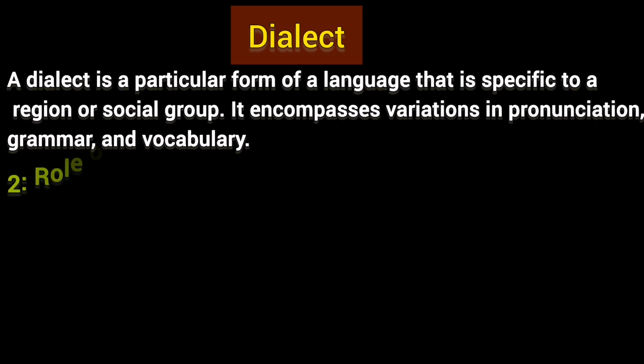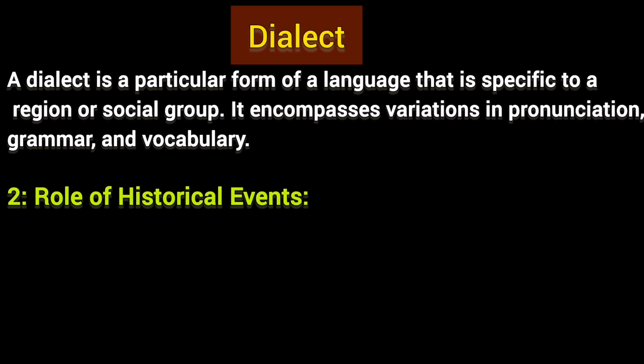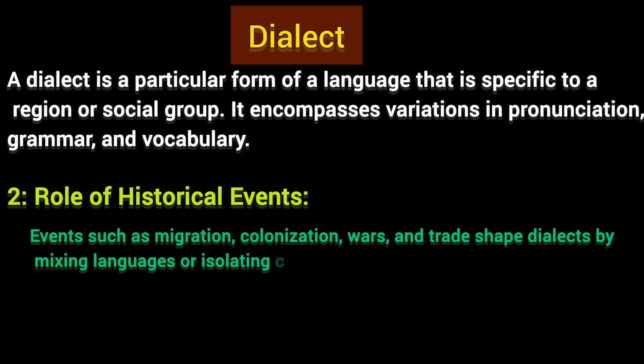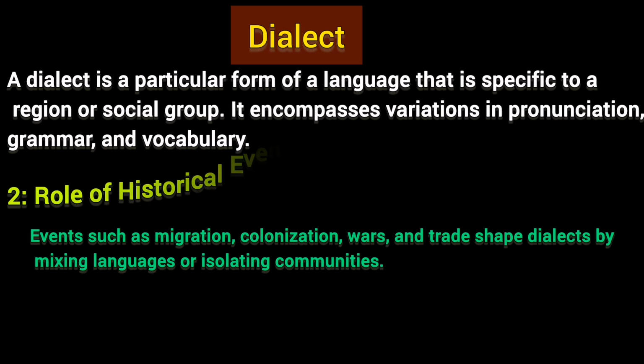The next reason is the role of historical events. This is another reason which causes changes in a language. Basically, events such as migration, colonization, wars, and trade shape dialects by mixing languages or isolating communities. Simply, sometimes due to war, colonization or trade, people of the same language are isolated or exposed to other languages, so they develop a dialect of the same language with the passage of time. So, this is also one of the reasons.